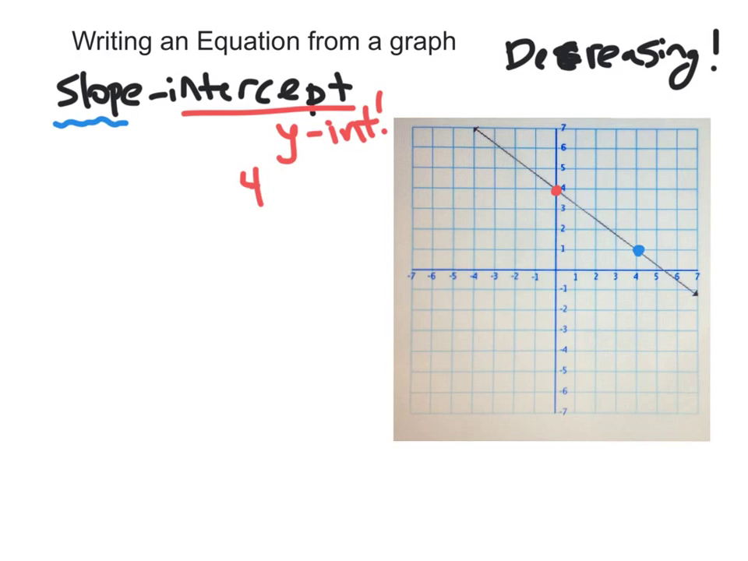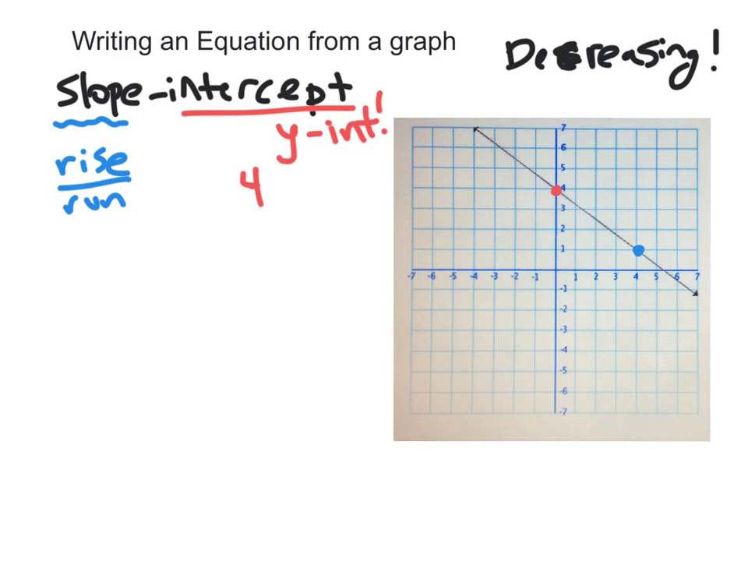It doesn't matter which point you start with. You can start with this point right here and count your rise and your run to get to here, or you can start with your point here and count your rise and your run this direction. It does not make a difference. It'll be the same answer. So again, slope is rise over run.